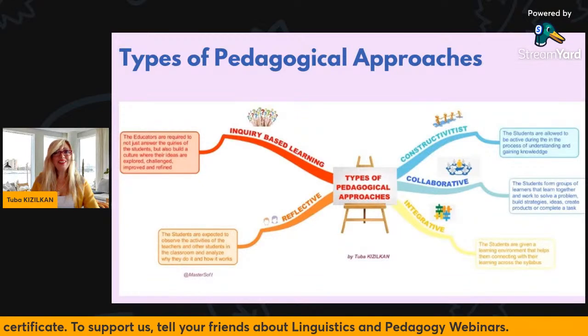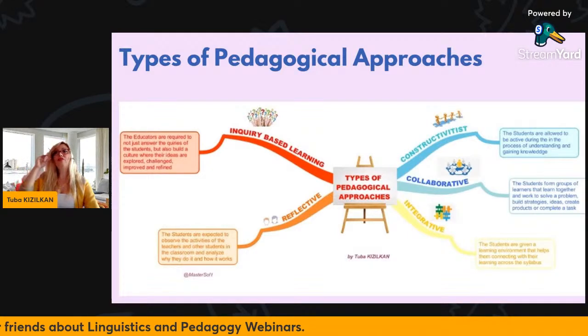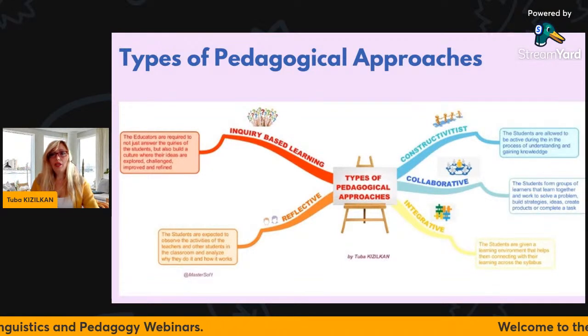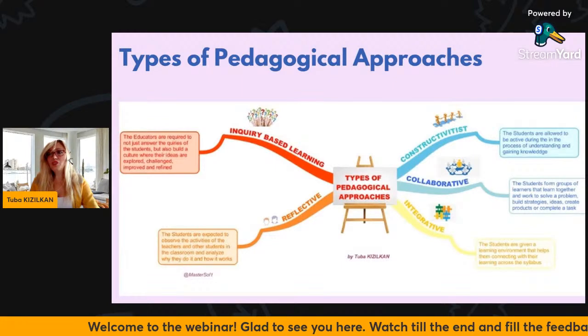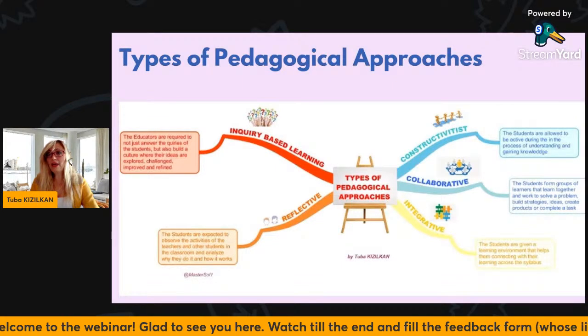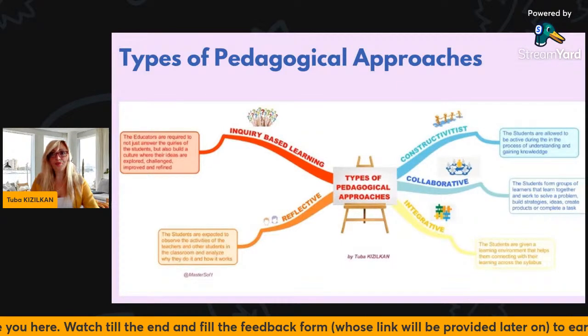So these are types of pedagogical approaches. I summarized them in 5 points. The first one is the constructivist approach. What is the constructivist approach? It means that the students are allowed to be active during the process of understanding and gaining knowledge.